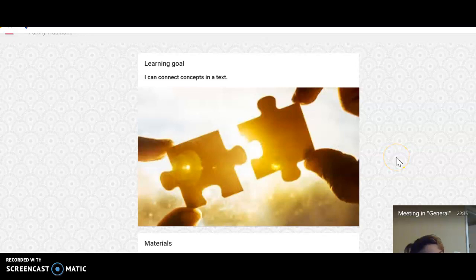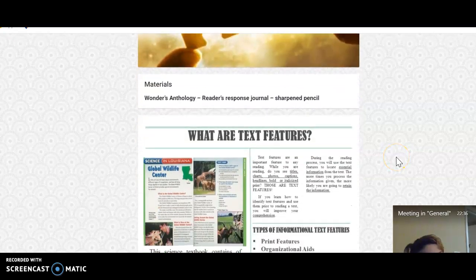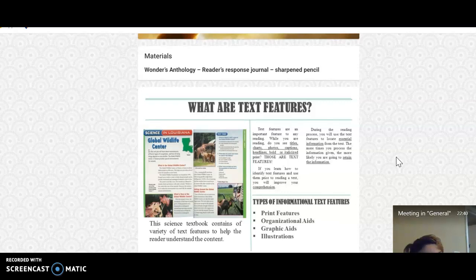Need to fully understand what is informational text. So we've already gone over materials, and if you don't have all of these materials, please make sure you get them now because you will need them in just a moment. So what are text features? That's the first thing that we need to talk about with informational text.